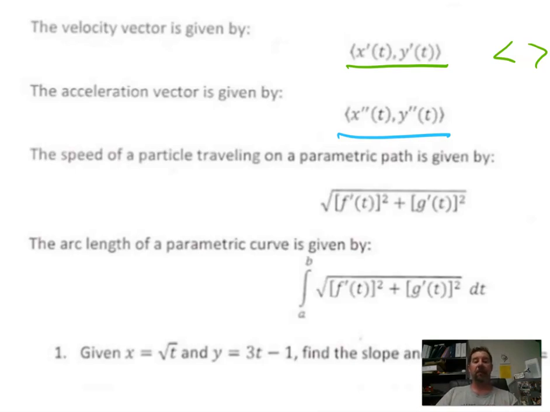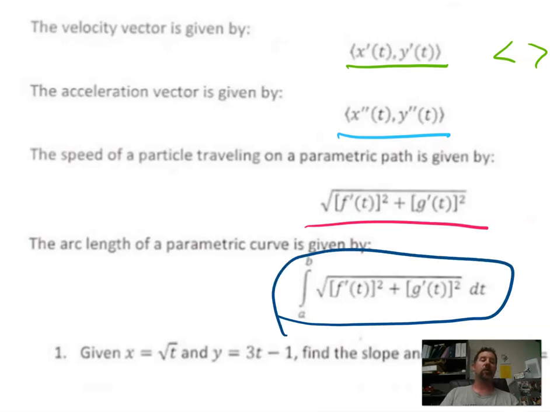The speed of the particle is given by this equation right here, the square root of f prime squared plus g prime squared. Okay, and again, f was the x equation and g was the y equation. So x prime of t, you could also say, squared plus y prime of t squared. And the arc length of a parametric curve is the integral from a to b of the square root of f prime of t squared plus g prime of t squared. So these are some formulas we're going to want to be familiar with.